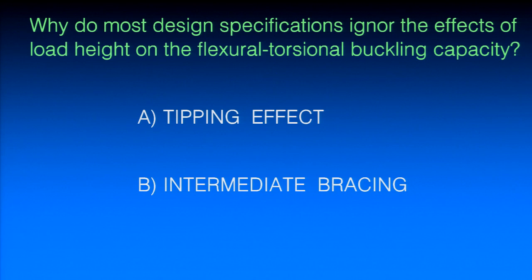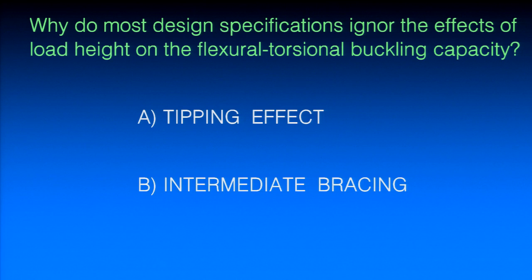But the specifications don't really talk about load position. And there's a very good reason for that. There's a lot of mitigating factors that make it so there's no real big deal if you have top flange loading. Two of the major contributors are something that we call tipping effect, as well as the presence of intermediate bracing. For example, if your load point is a brace point, load position has no impact whatsoever on the bracing, because a brace point doesn't twist. In order for the point of load application to impact the buckling behavior, the girder has to be able to twist at that location.